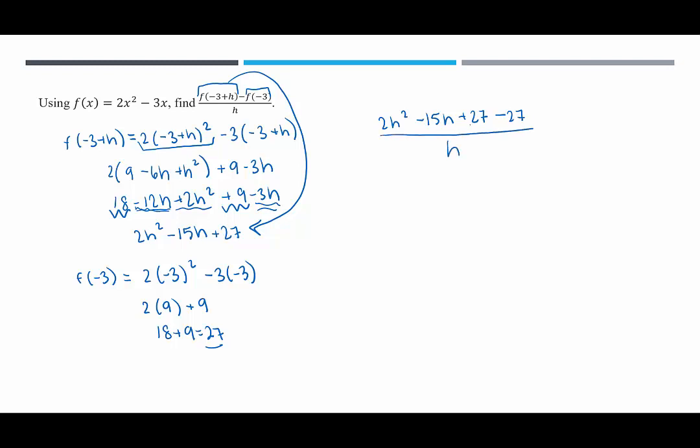Let's clean this up. Look, positive 27 and negative 27 cancel each other out in that numerator. So we have 2h squared minus 15h divided by h. I see that all terms are divisible by h. So I'm going to cancel out an h from each term. And we end up with 2h minus 15.